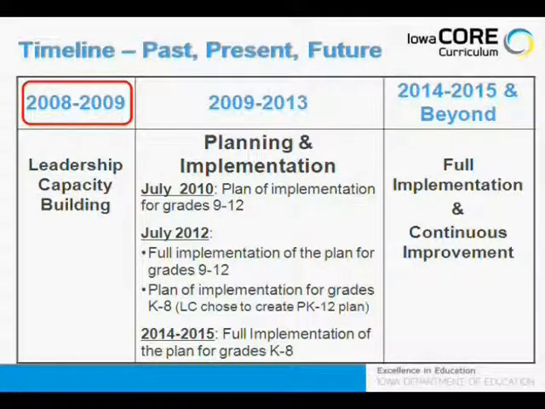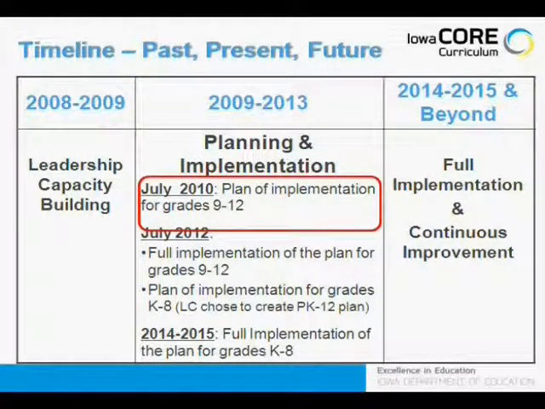This team, as well as 4 core content teams, have been meeting half days once a month, learning and planning together to best facilitate this implementation for Lewis Central. In July of 2010, our implementation plan was due to the state. Some districts across Iowa have been involved in pilot programs around aspects of the Iowa Core Curriculum.